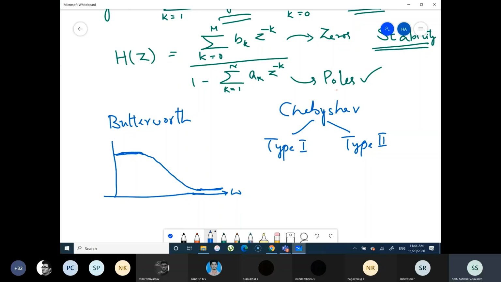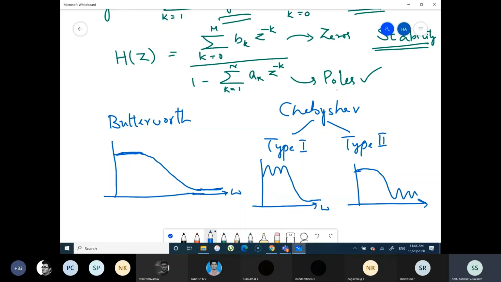A Chebyshev filter, on the other hand, will have ripples in the passband or in the stopband. The type 1 filter has ripples in the passband and a monotonic stopband, whereas the type 2 filter has a monotonic passband and ripples in the stopband.